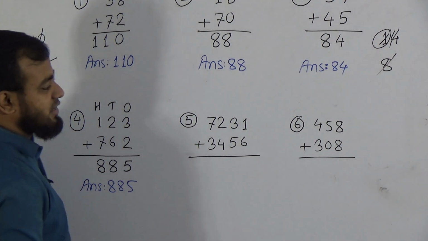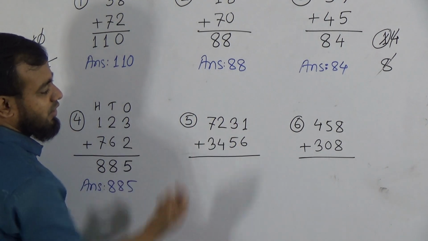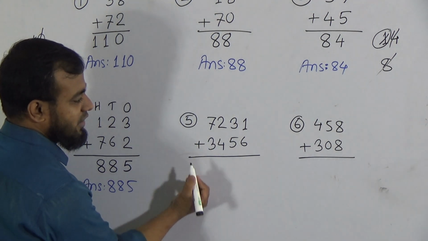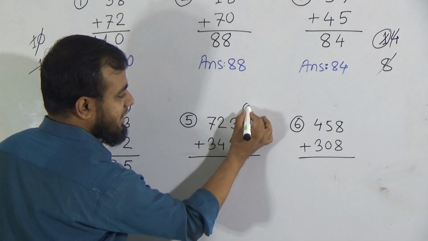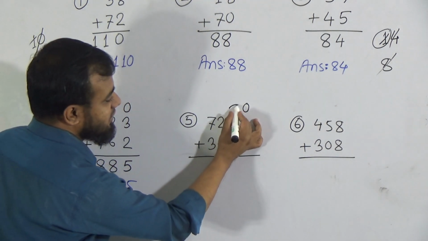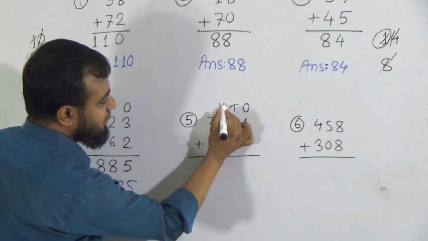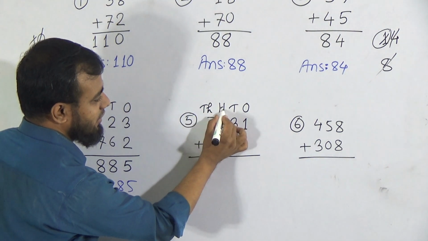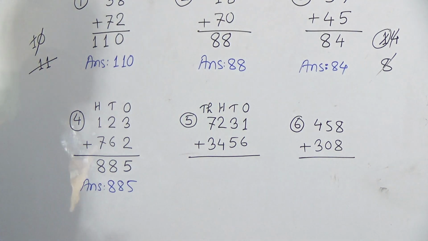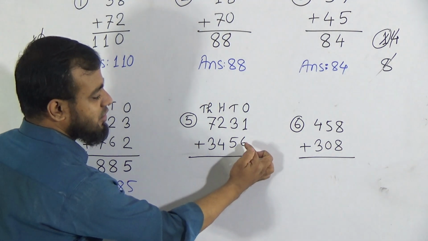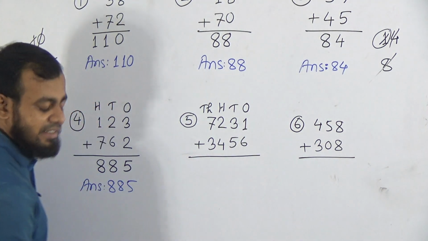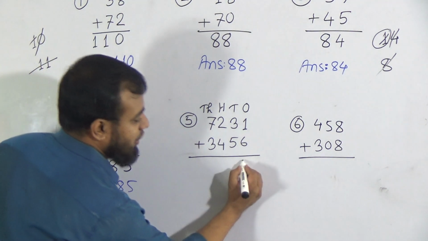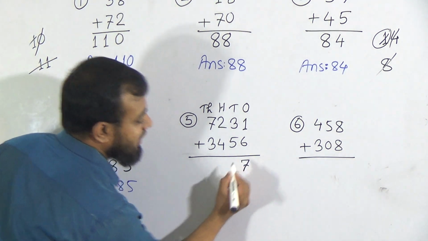Now look, my dear students, it's a 4-digit number. Both are 4-digit numbers. So first of all, we need to identify the place value for the addition. This 1 is in ones place, this 3 is in tens place, this 2 is in hundreds place, and my dear students, this 7 is in thousands place. It's TH, meaning thousands, okay? Now we should add the ones place digits 6 and 1. If we add 6 and 1, we'll get 7, and we know that 7 is a single digit number, so you can write down directly 7 here.